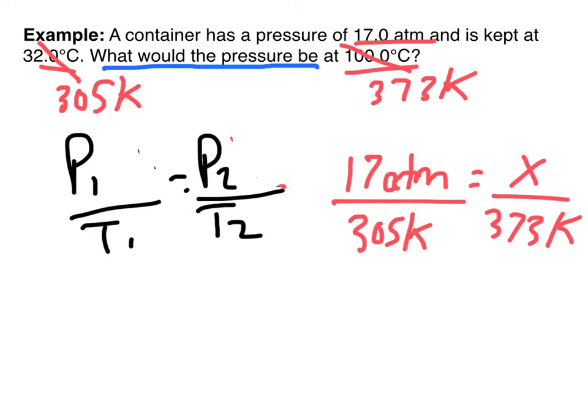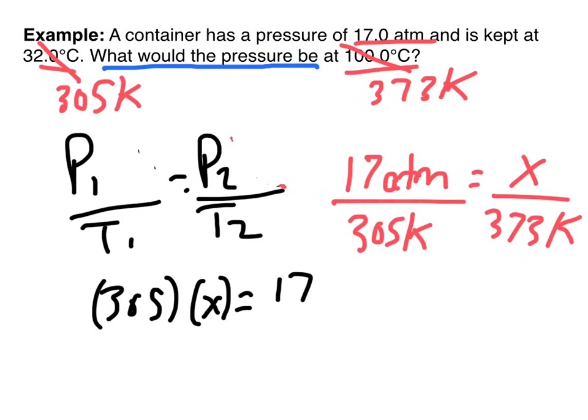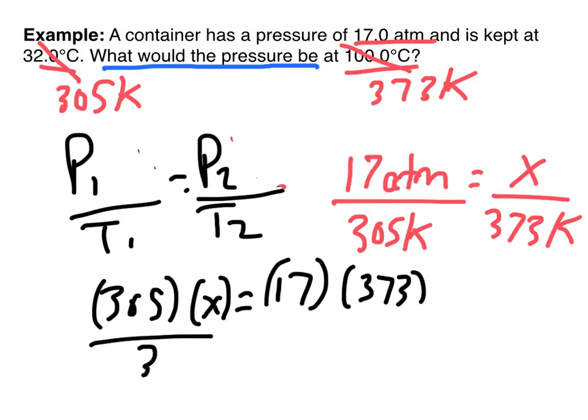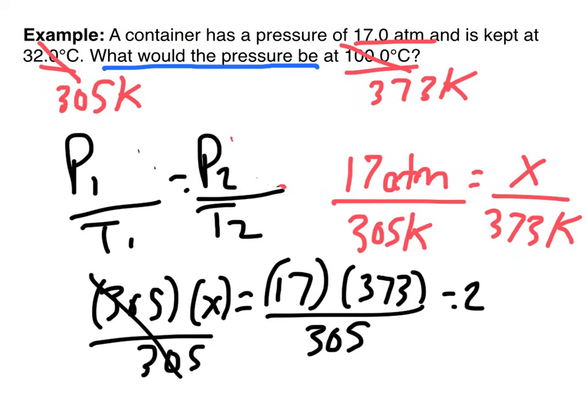So now let's solve for X. Again, I'll write that out just for completion purposes. So we have 305 times X equals 17 times 373. Again, keep track of your units. I'm doing this just because I don't have enough space to write out all the units. And so that would cancel out, and that's how you would get X. Solve that by putting that in your calculator, and you get about 20.8 atmospheres.